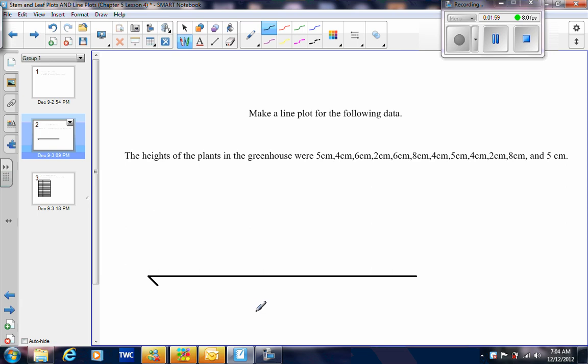so the heights of the plants in the greenhouse are 5 centimeters, 4 centimeters, 6 centimeters, 2, 6, and so on. All right, so with a line plot, you're going to start with the amounts that you would need. I'm even going to put some that I don't need. I'll start with 0, 1, 2, 3, 4. Okay, so I can actually go through 10.